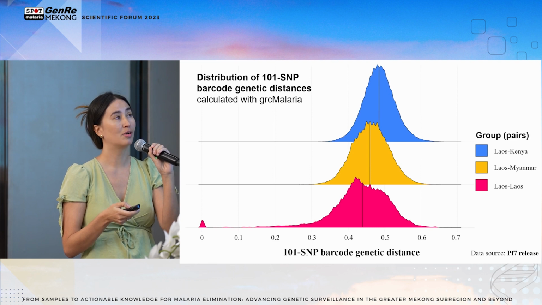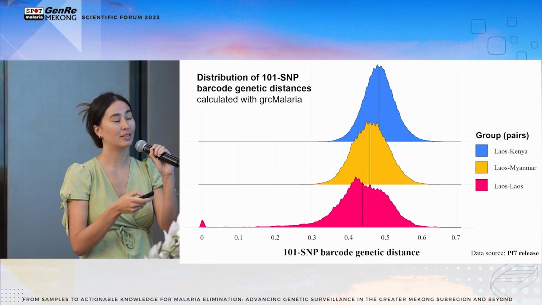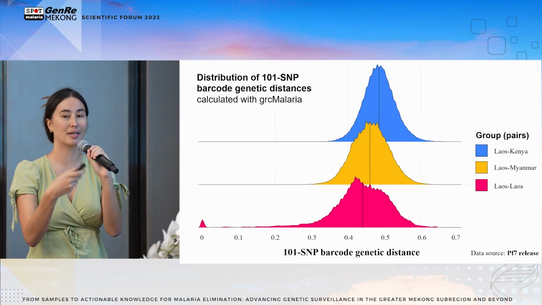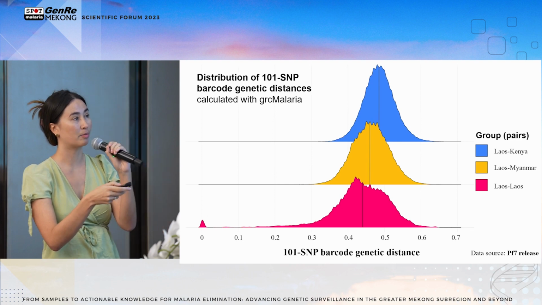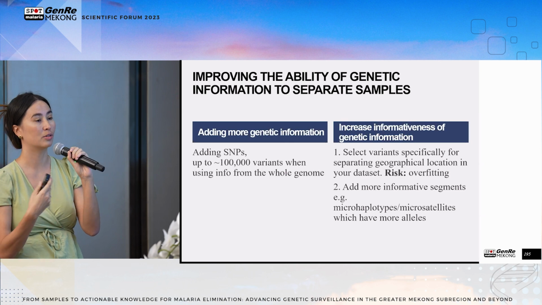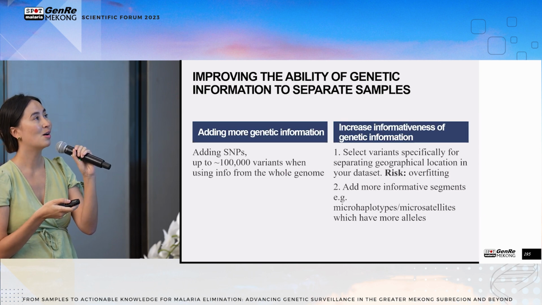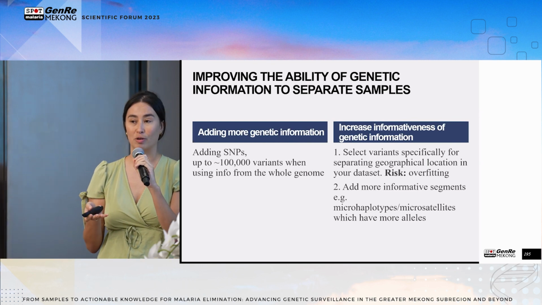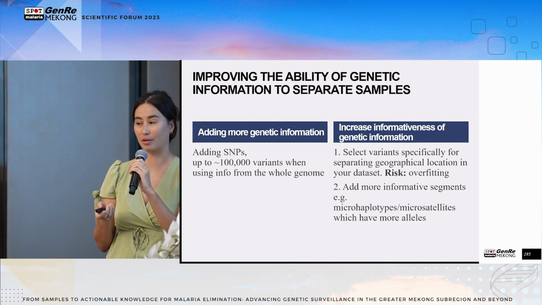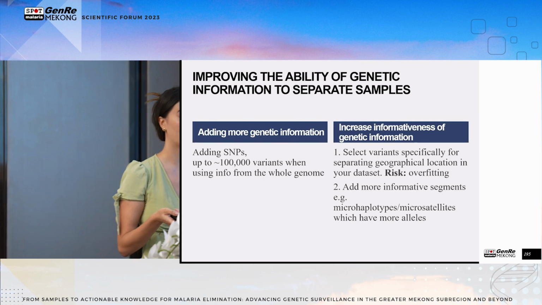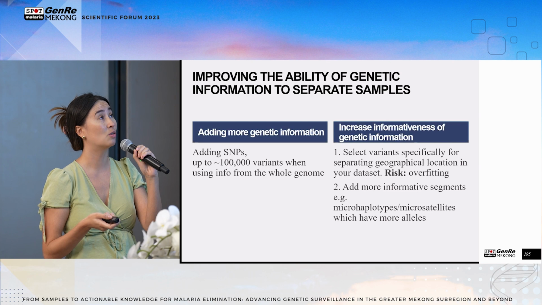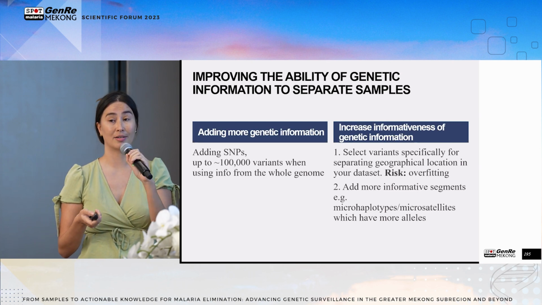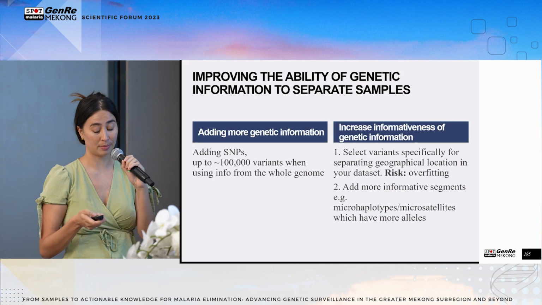And these are all averages, and what we would hope is that we could get more separation if you go to different methods. We are currently in the GenRe-Mekong project. We are using the 101 SNP barcode, which would be great if we could also use for the prediction use case for efficiency reasons. However, it's also possible to look at other genetic information.